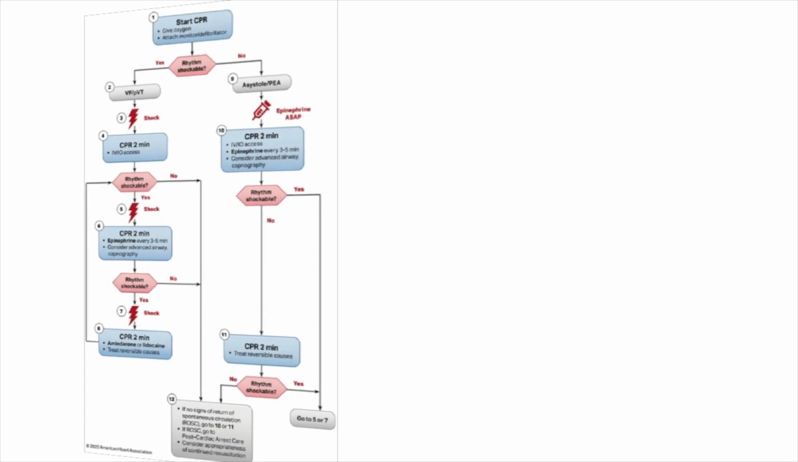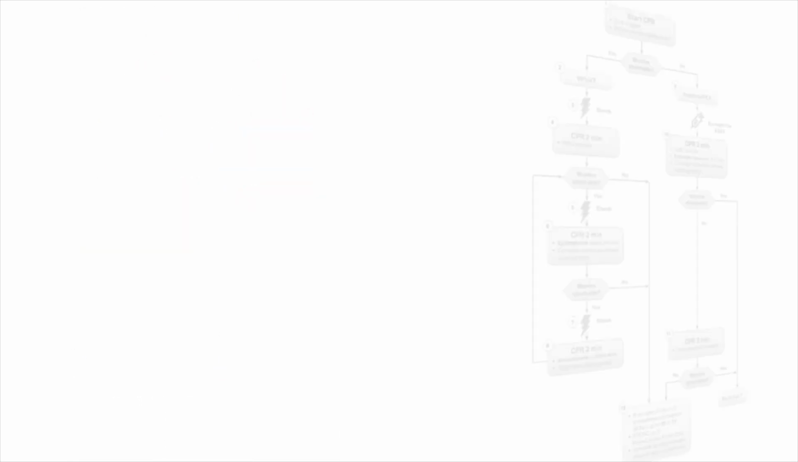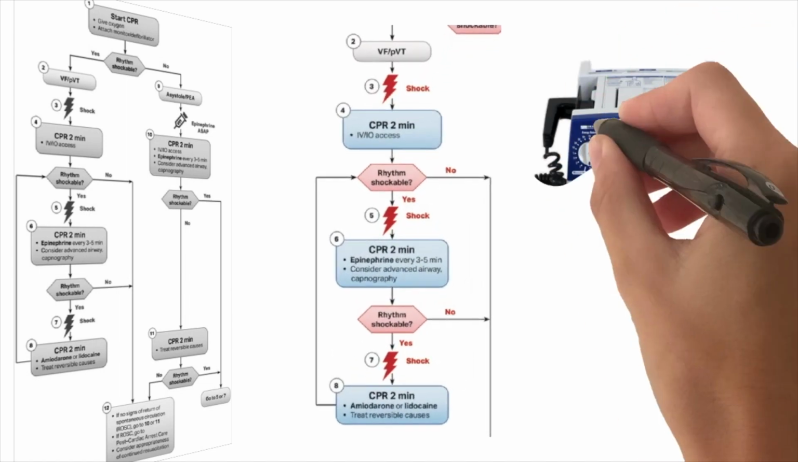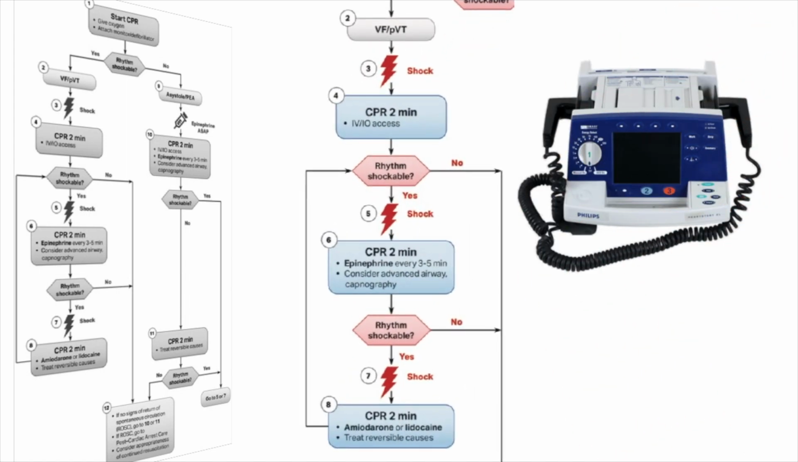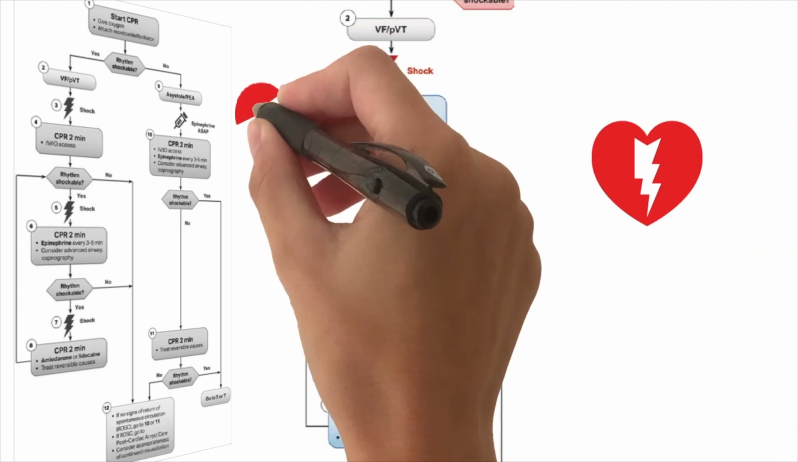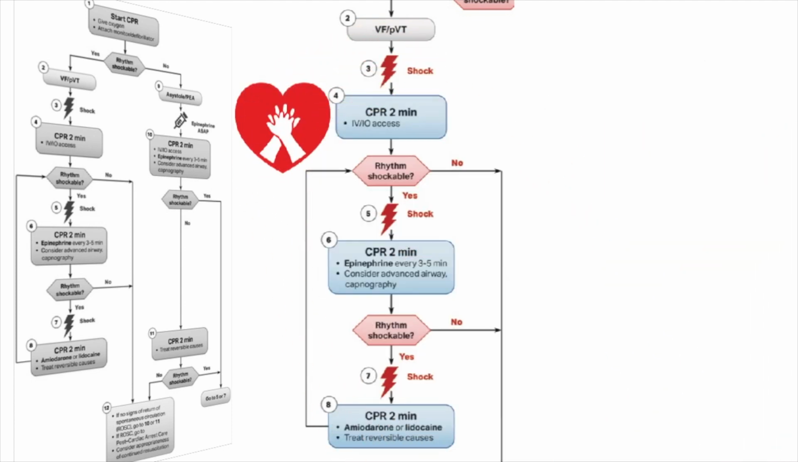Here we go. Let us look into the VF, pulseless VT limb of the ACLS algorithm. Defibrillation is the key intervention. The team member in charge of the defibrillator should immediately charge it to 200 joules, clear the victim and give the shock. Remember to continue CPR while charging the defibrillator and to resume CPR immediately after the shock for another 5 cycles of 30 chest compressions to 2 rescue breaths. With each minute delay in shock, the survival chance reduces significantly.